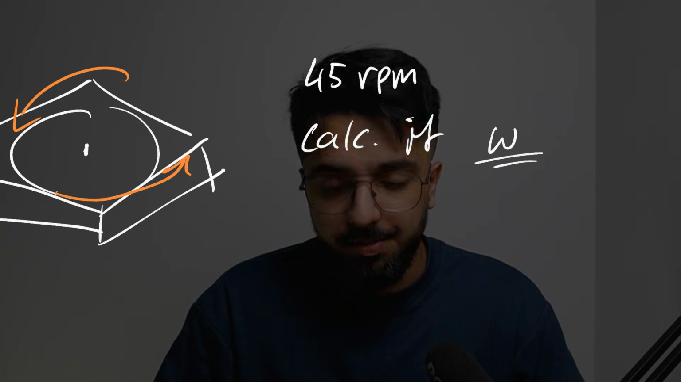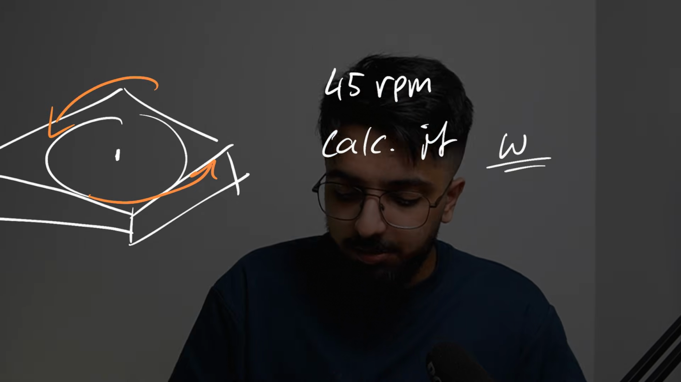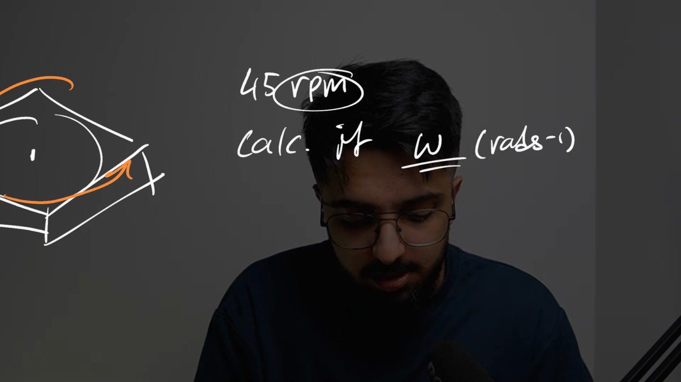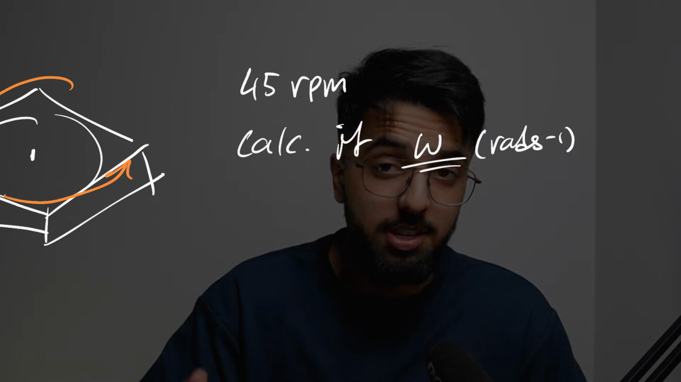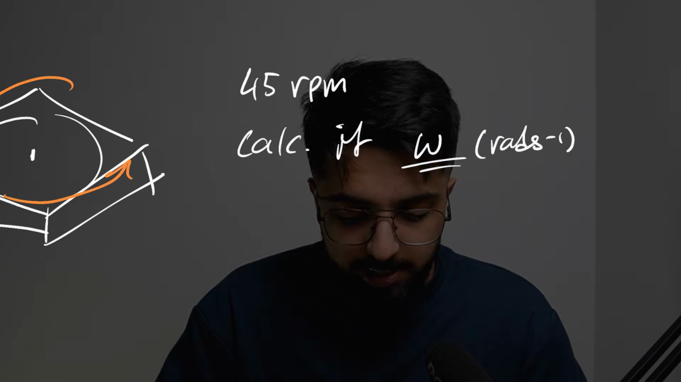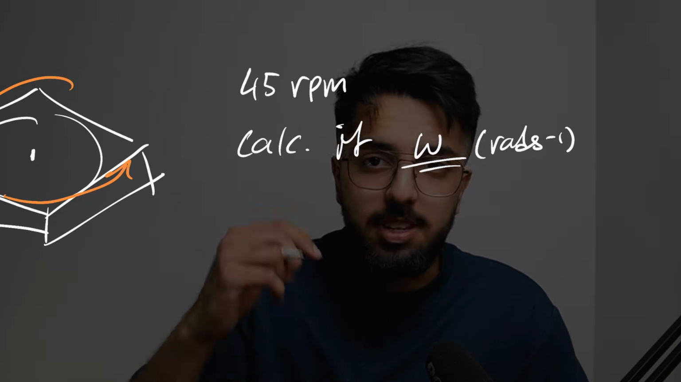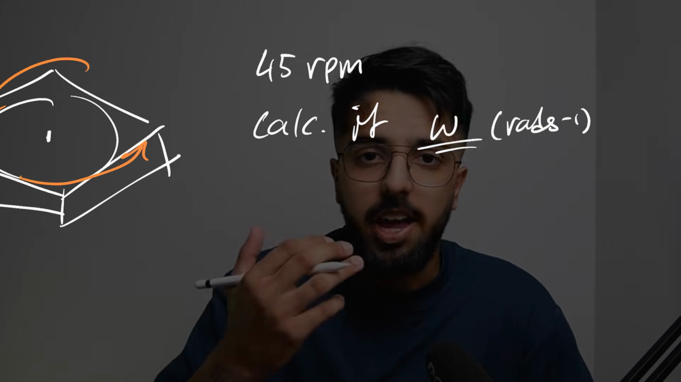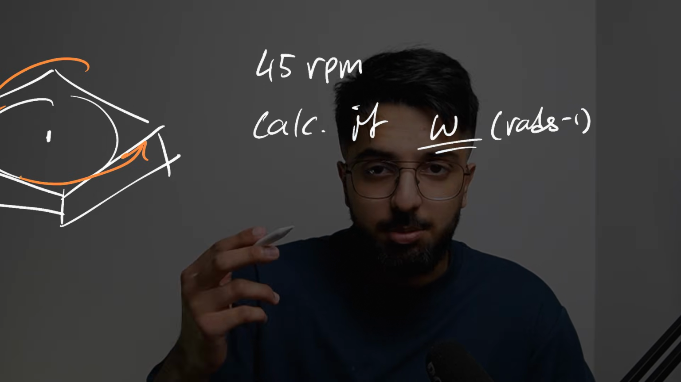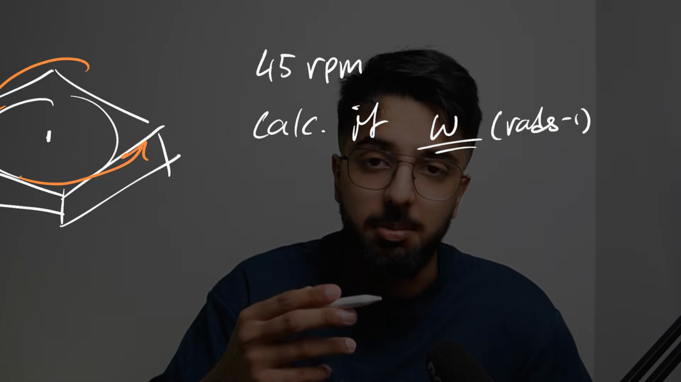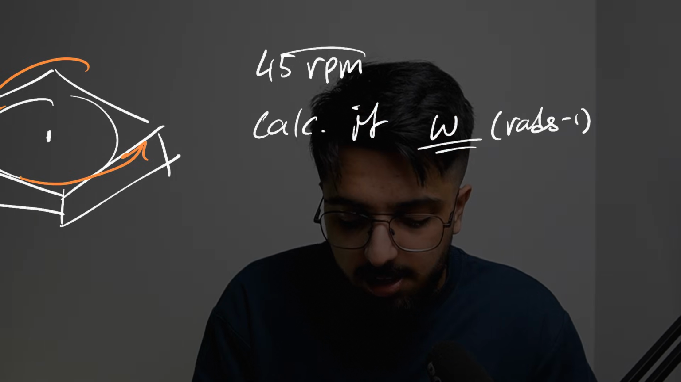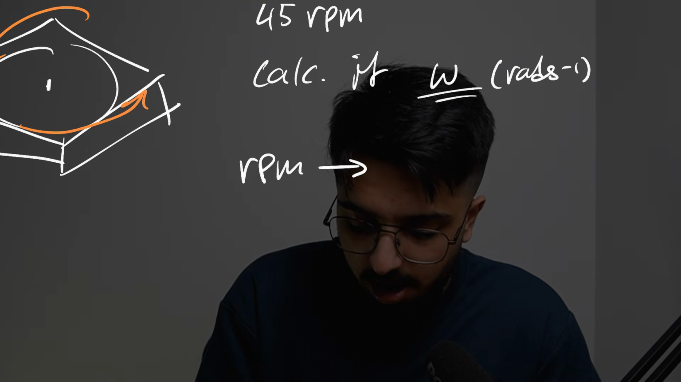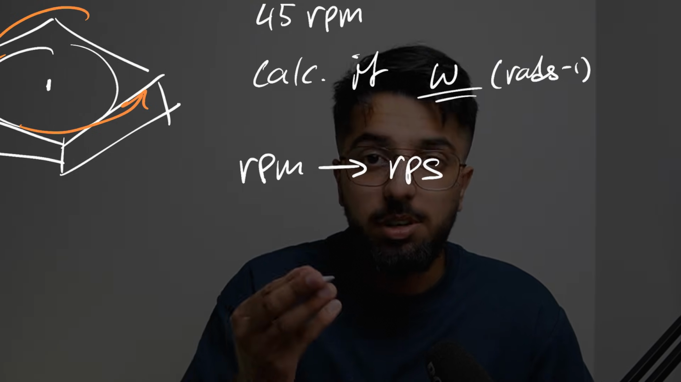The crux of this problem is that angular velocity is measured in radians per second. However, RPM stands for revolutions per minute. So we need to convert revolutions per minute into radians per second. The first obvious difference is that radians per second is measured in seconds and revolutions per minute is measured in minutes. So we need to convert RPM into RPS, from revolutions per minute to revolutions per second.